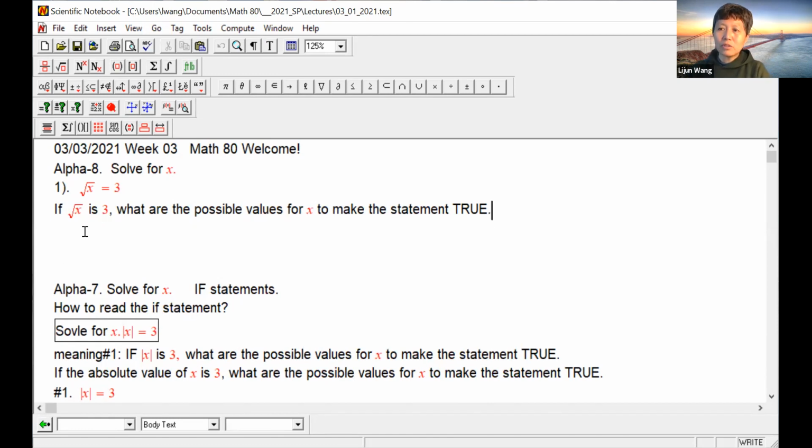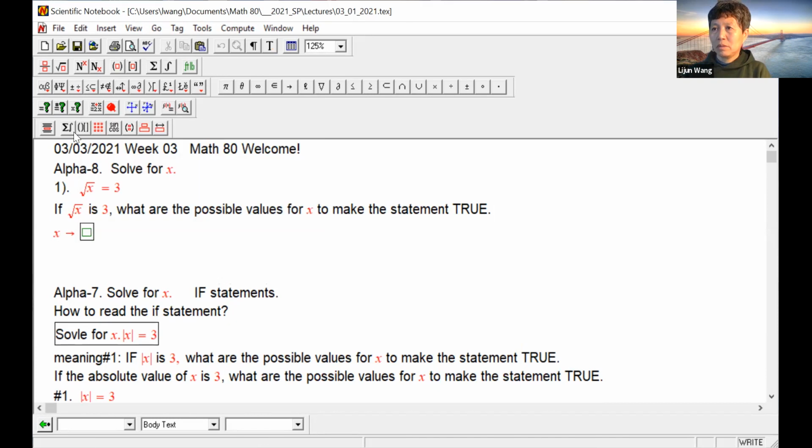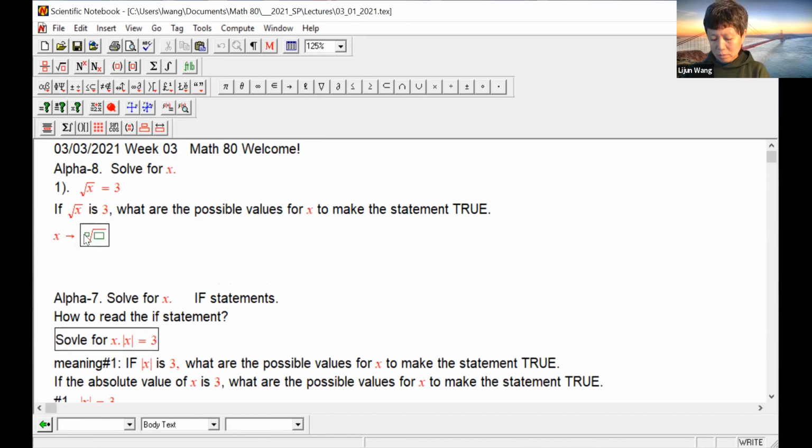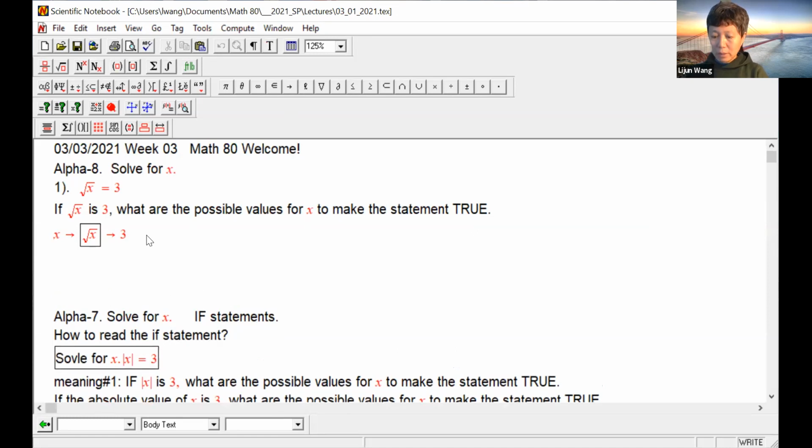The second meaning is still the function, input. Okay, the second meaning. And we want the output to be what? To be 3. And what is the input? And third one, the function graph.